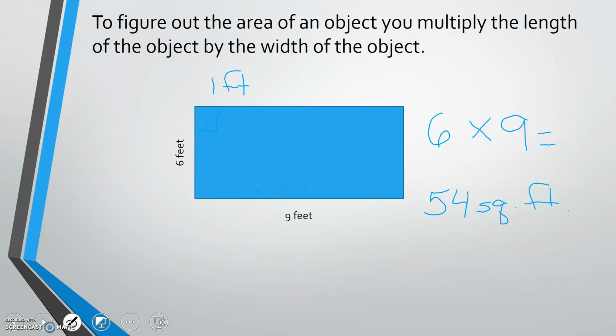So tomorrow in class, we're going to talk a little bit more about how we can use multiplication to find the area of an object.